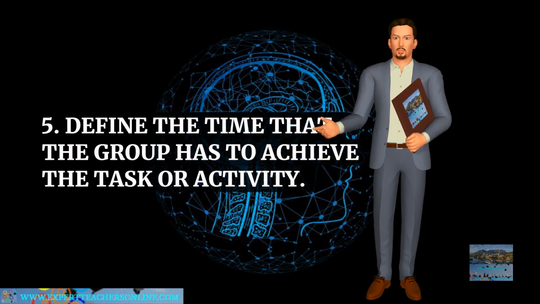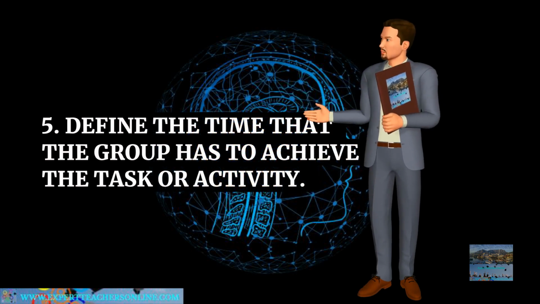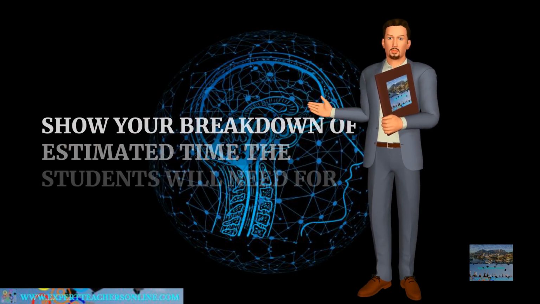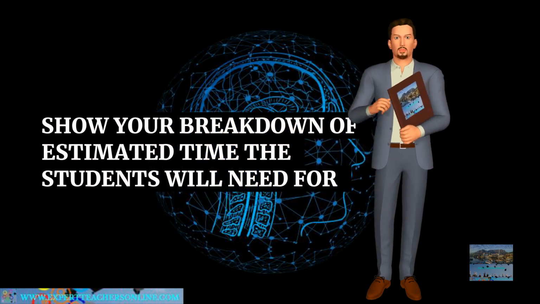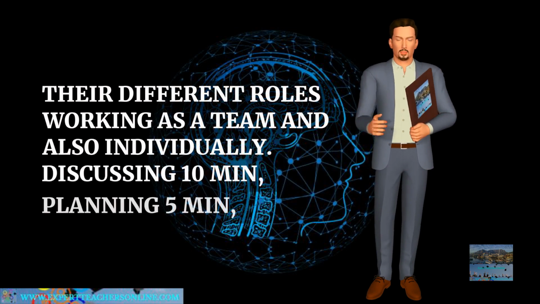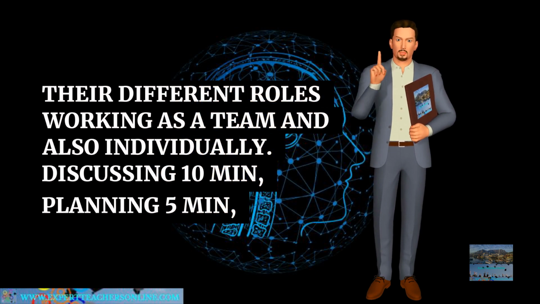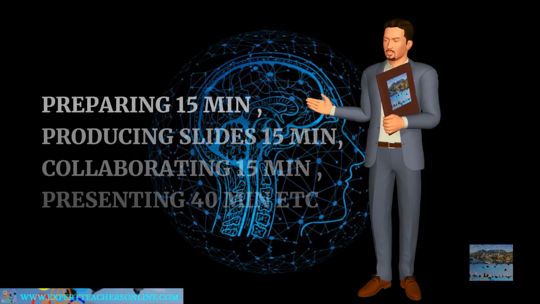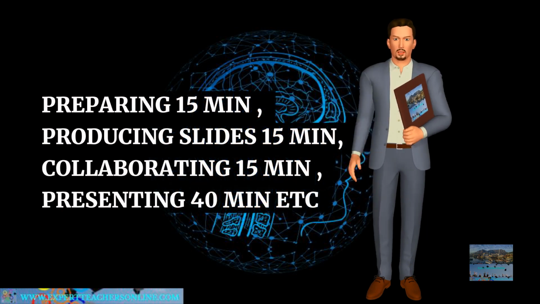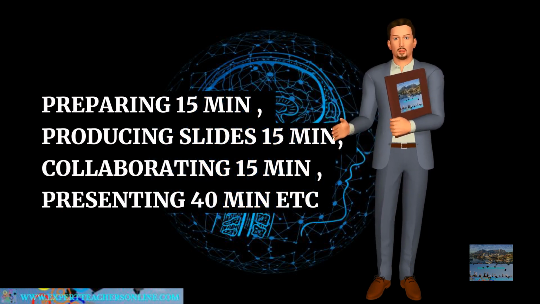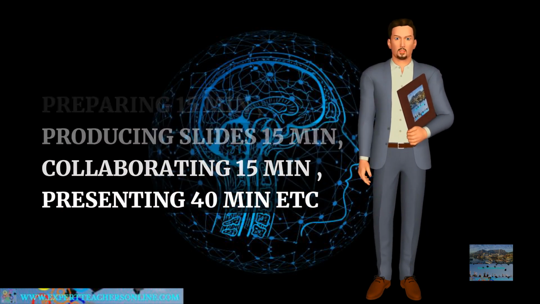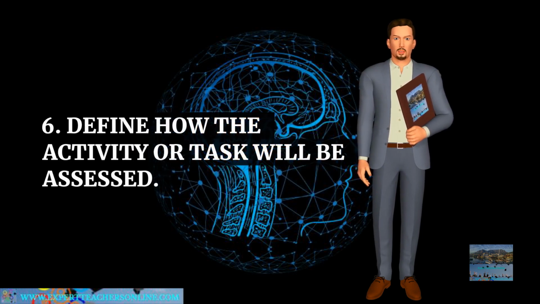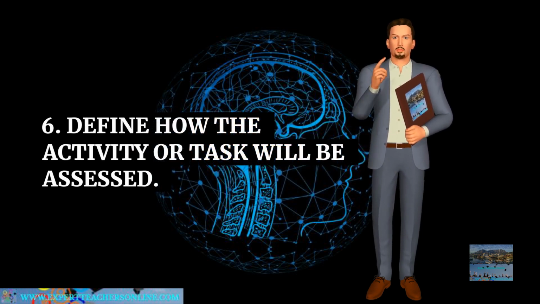5. Define the time that the group has to achieve the task or activity. Show your breakdown of estimated time the students will need for their different roles working as a team and also individually. Discussing 10 minutes, planning 5 minutes, preparing 15 minutes, producing slides 15 minutes, collaborating 15 minutes, presenting 40 minutes, etc.